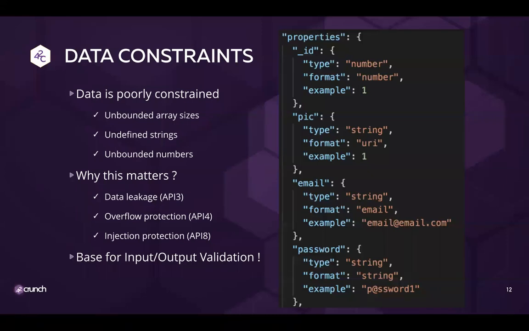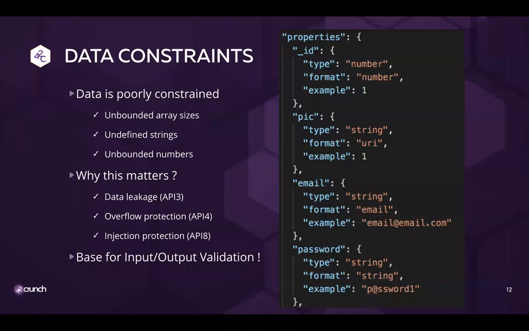It's important for data leakage, making sure we don't send back more information than we want to, or extra information, or that we don't have in those fields things that should not be there. Overflow protection, the other way around. So I cannot send you a string which is 1 million characters when you're waiting for 8, right? And of course, anything related to injection.